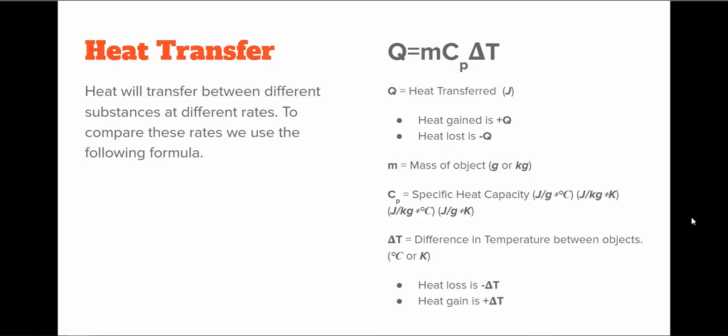Otherwise things get real different. But that's the basic formula. And so, I'll ask you questions about how to solve different things in the formula, like MC delta T. I could ask, find the heat, change this amount or whatnot.